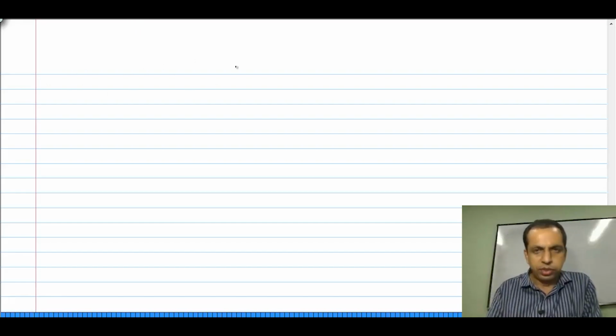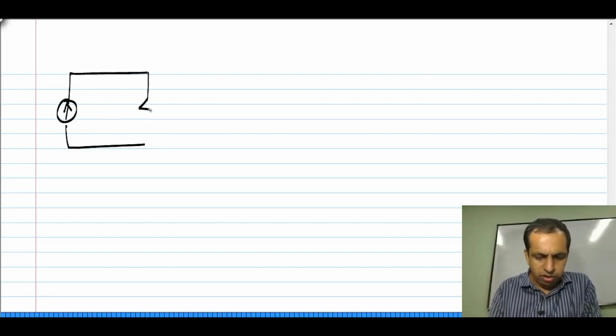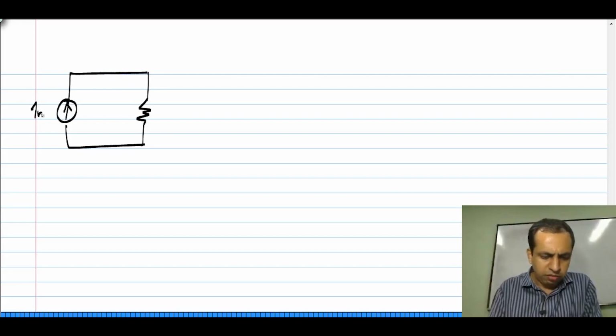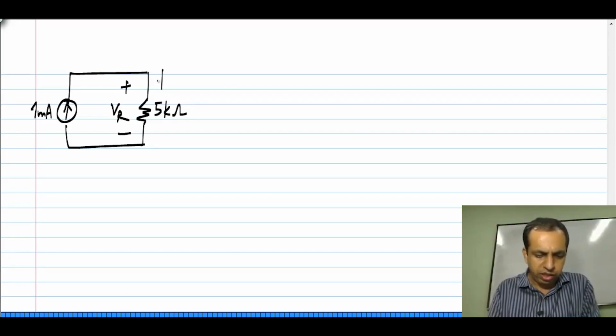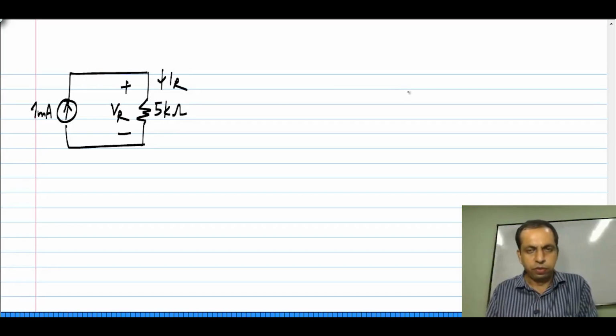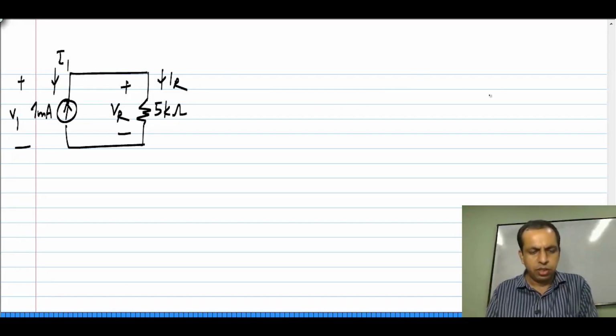Now, the case of the current source is quite similar to that of the voltage source. I will still show an example. Let us say I have a 1 milliamp current source connected to a 5 kilo ohm resistor, and as before I will choose VR and IR as voltage and current of the resistor according to the passive sign convention, and V1 and I1 of the current source according to the passive sign convention.